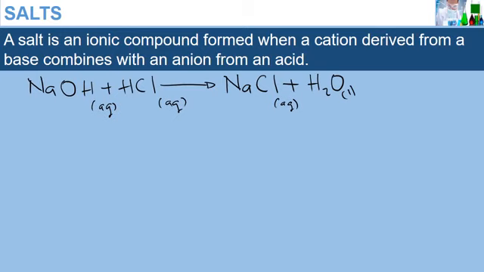In this equation, you will notice that the cation of the salt that has been formed is derived from the base or the alkali, while the anion is derived from the acid. And hence we have sodium chloride.